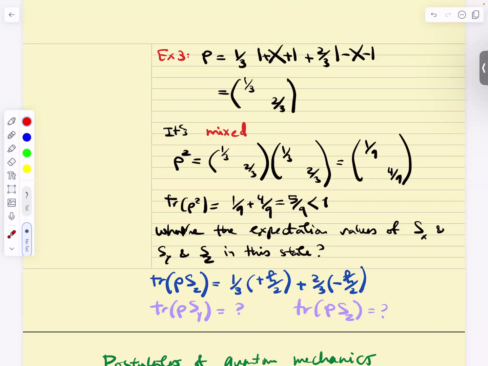Trace of rho Sz. So I'm going to do the calculation, for example, in the Sz eigenbasis, because I already calculated rho in that basis. What is Sz? 1, minus 1. This is trace of 1/3, minus 2/3. What is this? Well, we can add. Right? 1/3 minus 2/3 is minus 1/3. There's an h bar over 2 that I just omitted. You can similarly calculate trace of rho Sy, rho Sz, and rho Sx.